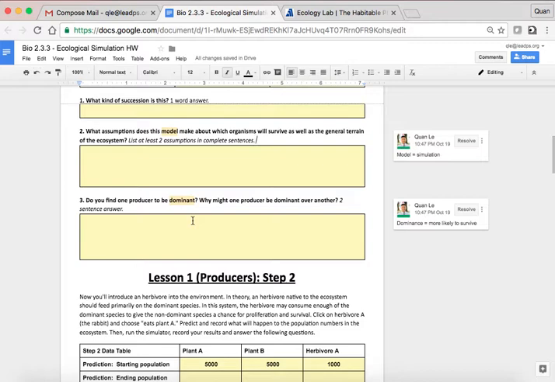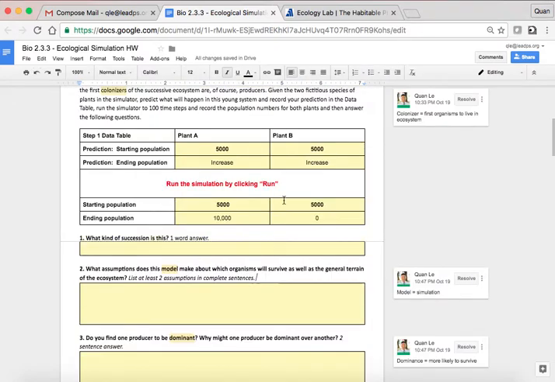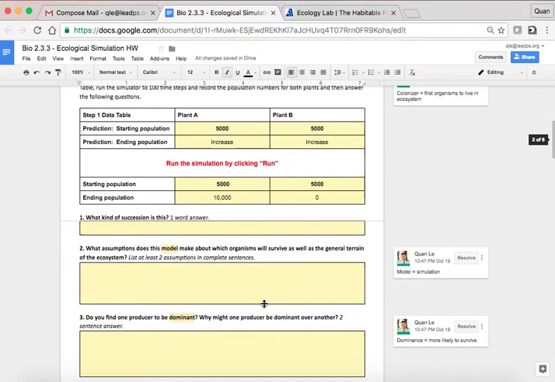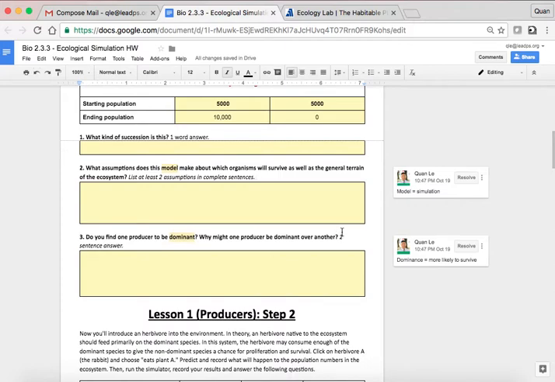Moving on to the third question. Do you find one producer to be dominant? Why might one producer be dominant over another? Obviously, using the data we just collected, one producer is more likely to survive or be dominant over the other. Think about how fast the plants grow. Is one plant more likely to grow faster than the other? Maybe some of them are able to get nutrients better than the other. Make sure you write at least 2 sentences for this box.